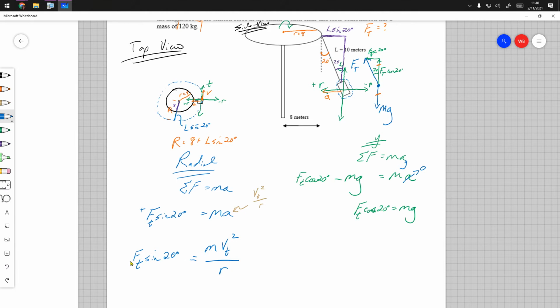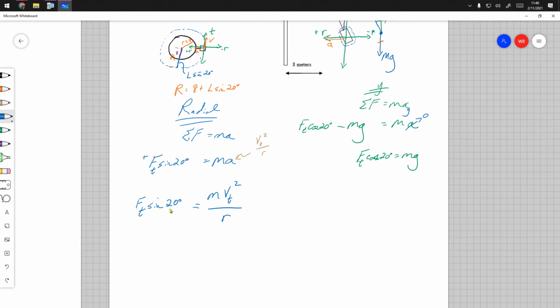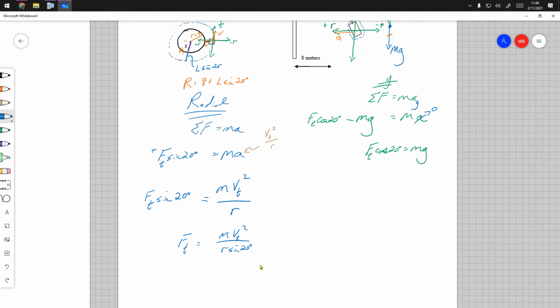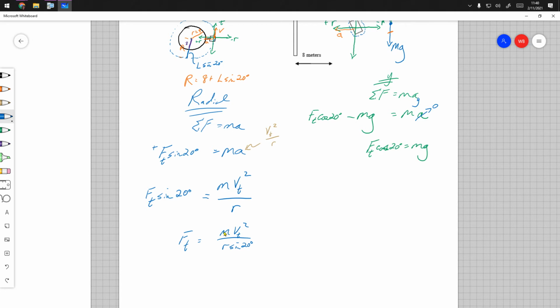Well, let's go ahead and solve for the tension and see what we get here. So I'm going to do Ft is equal to, I'm going to move that sine of 20 degrees to the other side, m Vt squared over r times the sine of 20 degrees. I just divided by the sine of 20 degrees there. And then go, okay, great. Do I know the mass? Yes. Do I know the radius? Yes. Sine of 20? Got that.